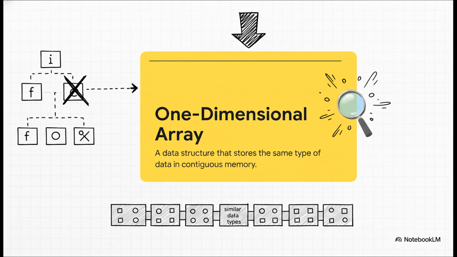So what exactly is it in technical terms? Well, as you can see, an array is a data structure that stores the same type of data in contiguous memory. Now, that first part is key. You can't just mix and match integers and floats in the same C array. And contiguous memory just means all the items are stored neatly, right next to each other in a line, which makes accessing them incredibly fast.